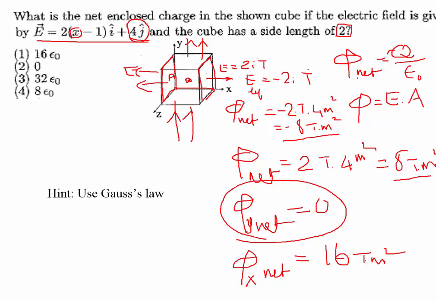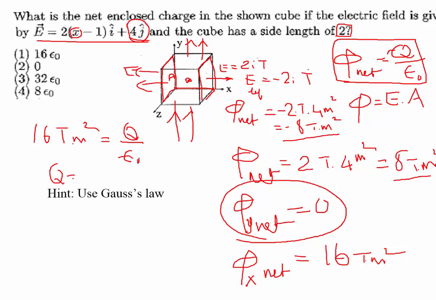And we now go to Gauss's law, which says phi net equals Q over epsilon naught. Our phi net is 16 Tesla meter squared, equal to Q divided by epsilon naught. Therefore, what is Q equal to? Q equals 16 epsilon naught coulombs. That's right. So the amount of charge in the cube is 16 epsilon naught coulombs.